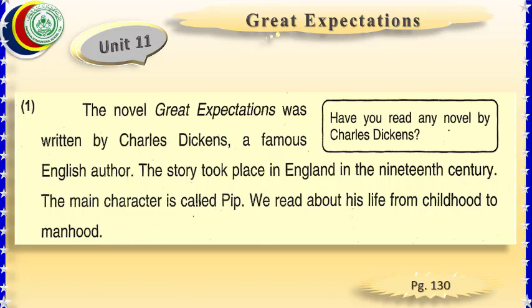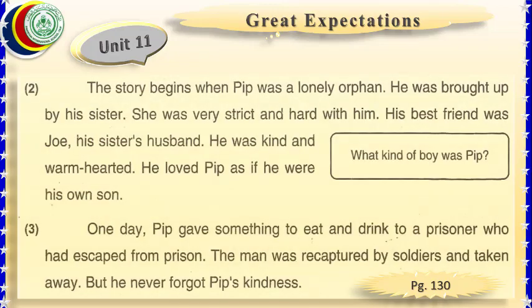The novel Great Expectations was written by Charles Dickens. Charles Dickens is a famous English author. The story took place in England in the 19th century. The main character is called Pip. Pip is the main character of this story. We read about his life from childhood to manhood. Yes, students, this is the first paragraph. You can see the second and third paragraph now.